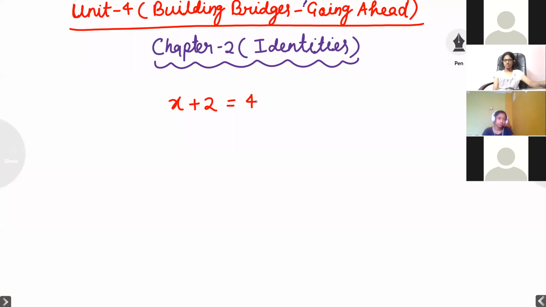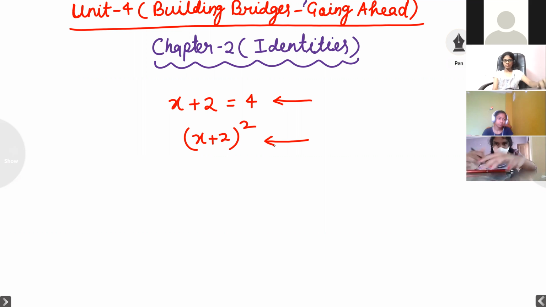It means if I am writing here x plus 2 whole square, this is called identity. What is the difference between equation and identity? Equation is true for some particular values, but identity is true for all values. What is the meaning of some values and all values?